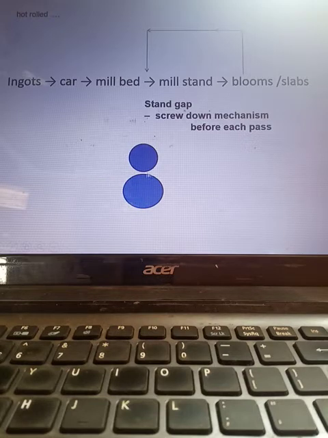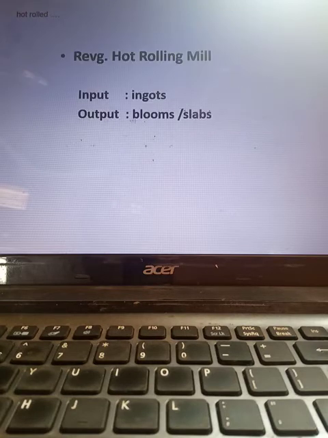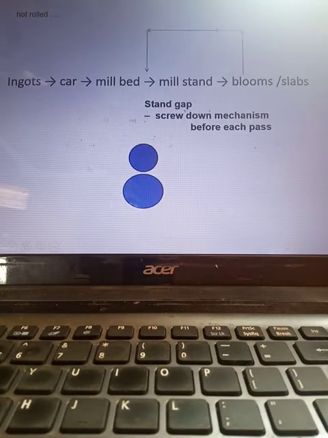First we press, change the shape a little, then come back and press again, come back and press again, like this. It is a reversing type, isn't it? Since it is a reversing type, we need not come back here. We can pass through this itself. So one go, reverse go, forward go, reverse go. In each pass, we change this spacing, this gap.